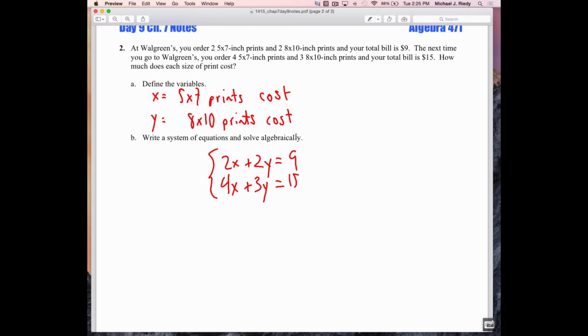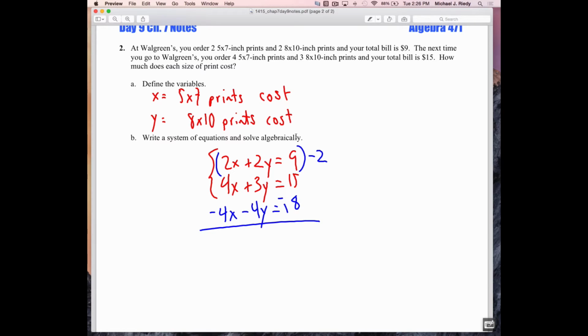What method do you want to use to solve this system? We want to use elimination. Do you want to get rid of the x's or get rid of the y's? X's are easier in this case. I am going to multiply the top equation by what? -2. Well done. Negative 4x minus 4y equals negative 18.